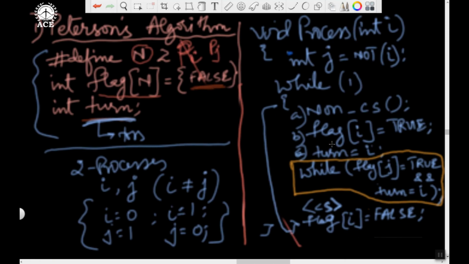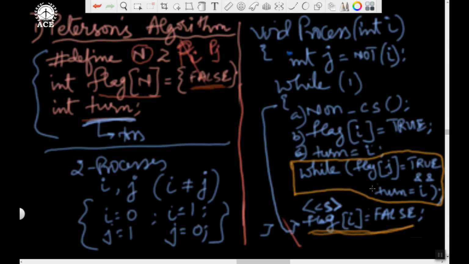So again, I repeat, process I, which is currently executing, will set its flag value to true and will update turn. Then it will check the state of the other process. If the other fellow is not interested, it directly jumps into the critical section. If the other fellow is also interested, then it will test turn equal to I. Am I the last one to update turn or not? If I am the last one to update turn, then I will wait. Otherwise, I will go. Then coming out of the critical section, very simply, I will set the value of flag to false, saying that my job is done. I am no more interested. I am going back. And this will continue like this.